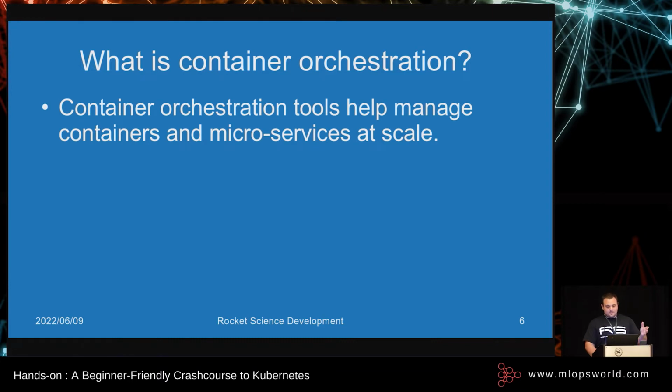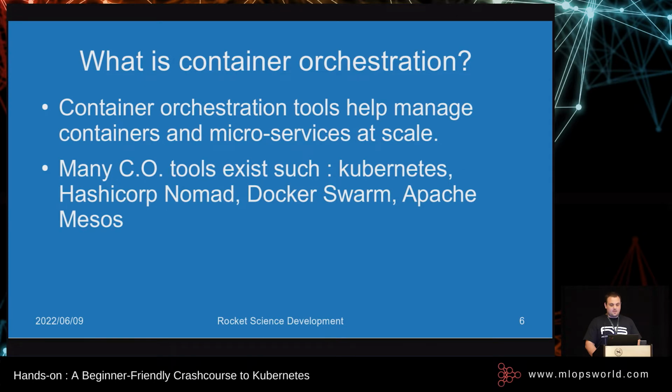So yeah, as I said, it helps to manage containers and microservices at scale. There are many container orchestration tools that already exist, just to give you a broader view of container orchestration. So of course you have Kubernetes, HashiCorp Nomad, Docker Swarm up to a certain extent, and Apache Mesos. However, the two that are the most maintained and talked about are Kubernetes and HashiCorp Nomad.